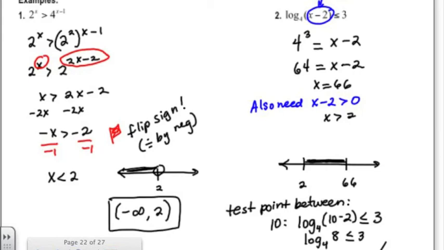Okay, and then the final step, what about the endpoints? So 2 is what gave you log base 4 of 0, and we know we can't take the log of 0, so that was open, because that doesn't work. And then 66 is what gives you log base 4 of 64. That's actually equal to 3. So since it says less than or equal to, that was the point that actually made it equal to. So it's parentheses 2 to 66 bracket. That's your answer.